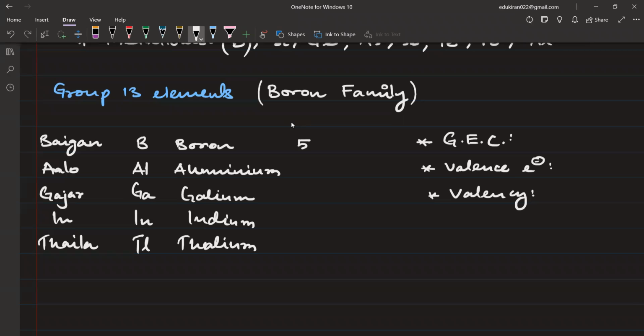Please send me all of these things: the general electronic configuration, the valence electrons, and the valency. So for boron, I hope you will have here helium 2s2 2p1.